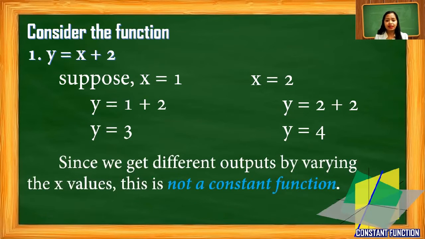And from this example, since we get different outputs by varying the value of x, this is not a constant function. Remember, at this value of x, our value of y is equal to 3. And at this value of x, the value of y is equal to 4. Therefore, there are different values of y, and that is not a constant function because a constant function has only one value of y from the given.